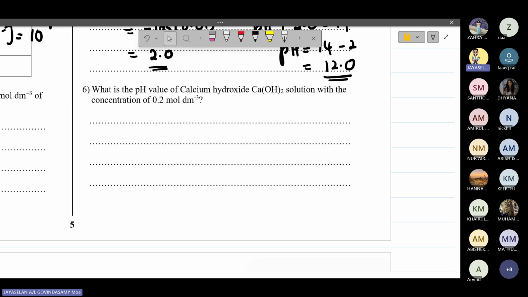Siapa nak tunjuk cara kerja? Yasmin, you want to show? Can, sir. You just put the answer in the Teams also can. Or you can WhatsApp to me also. Is this correct? Okay, Yasmin already do. I check the answer.